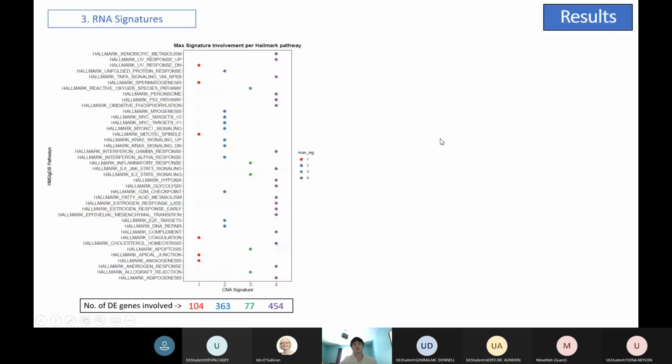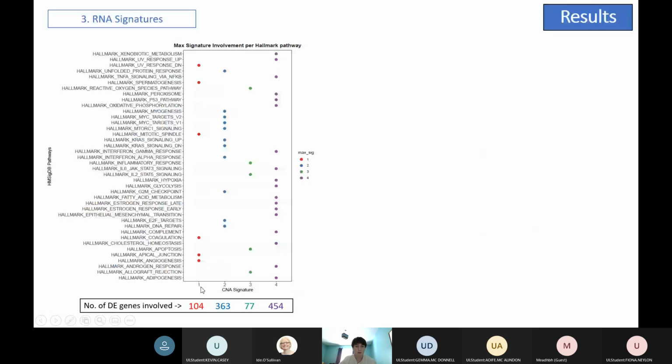So here are the RNA signature results. This is the data that was used to generate the RNA signatures. You can see that this is the maximum signature involvement per hallmark pathway. On the left here are the 40 hallmark pathways, and on the bottom you can see the 4 CNA signatures that were used to generate the RNA signatures. There are only 4 here because numbers 5 and 6 unfortunately fell out of analysis because they weren't maximally enriched in any of the pathways.